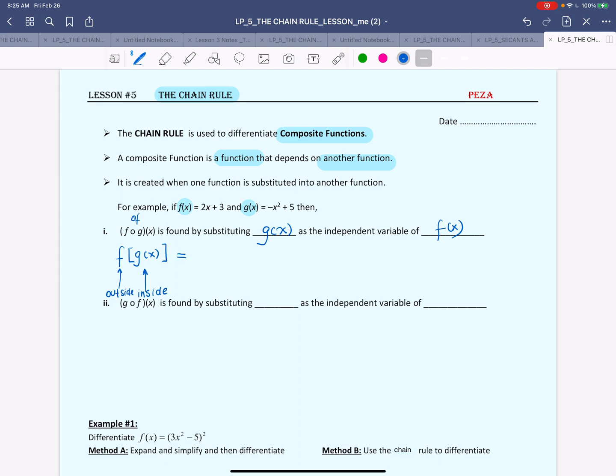So in our case, to build f of gx, we start with function f. So 2 first. Now we see x, and x becomes g of x, which means that we'll substitute it by negative x squared plus 5. And then we continue writing the rest of the function plus 3. So negative 2x squared plus 10 plus 3 equals 13.